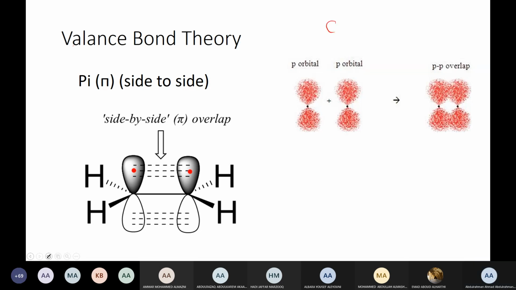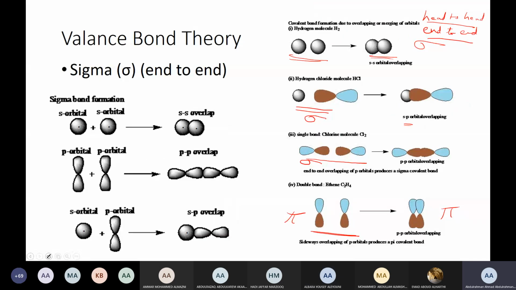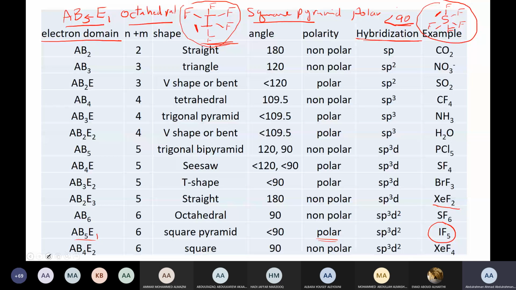CH4, C, H, H, H, H. Now, what's the hybridization of, I'll call this one carbon 1 and carbon 2. What's the hybridization of carbon 1? sp2. Of course, I told you that, again, back to the table. How do you know the hybridization?